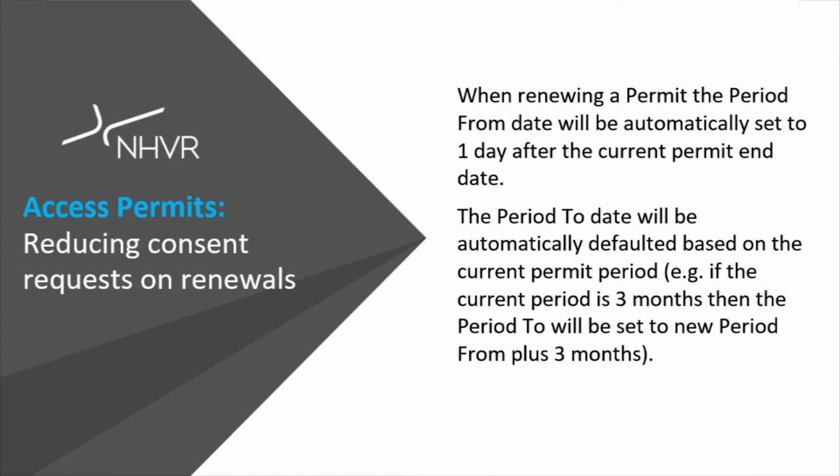And then we'll also look to have the period to date automatically defaulted based on the current permit period. So if currently it's set for 3 months, then the period to will be set to the new period from plus 3 months. And I'll just show you that in this example here.